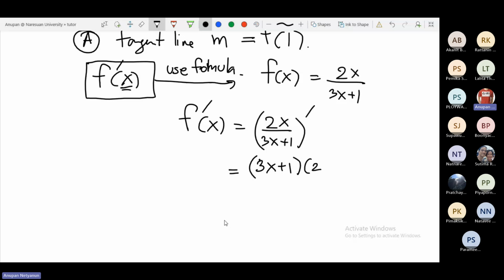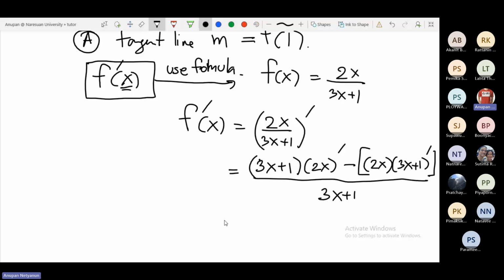and take the derivative of the top, minus the top, take the derivative of the bottom. Okay, let me put the bracket, because we have a negative sign up front, so you need to be careful, right? So let me put the bracket to cover the last part, and then all over the bottom squared. Okay, see, I can use a formula.